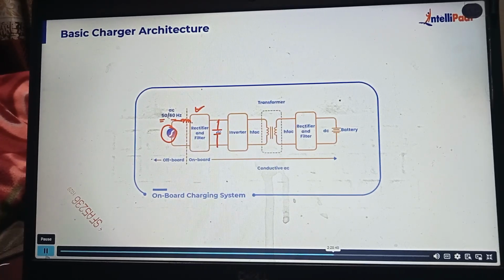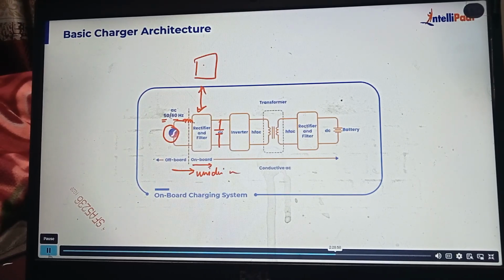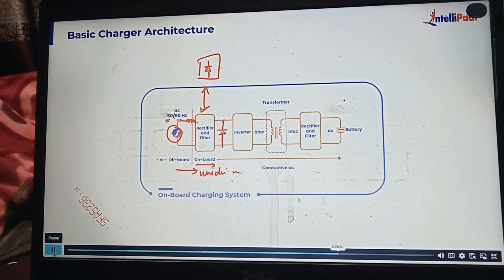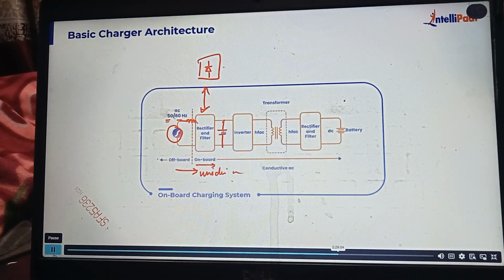If you talk about the rectifier, if it is a unidirectional charger, the current is flowing one way, right? So this rectifier could be a simple direct rectifier. Otherwise, it has to be modeled with controlled switches.